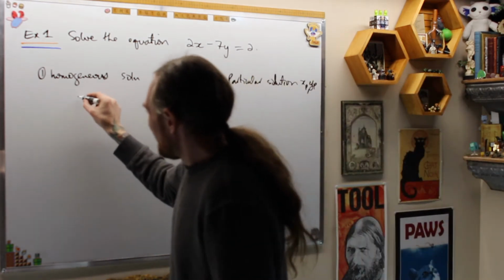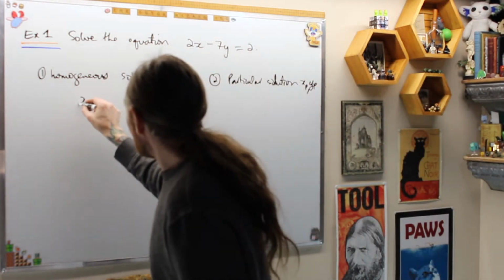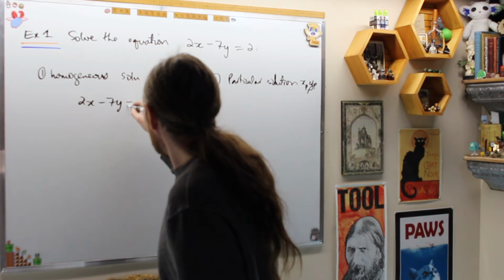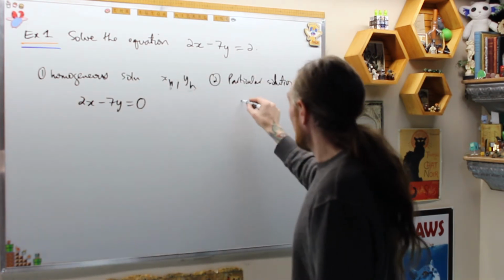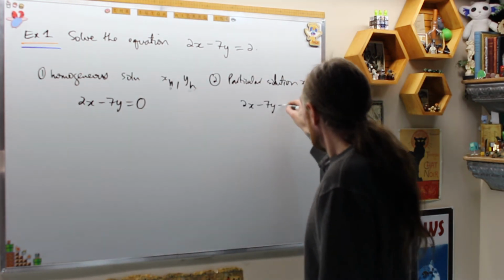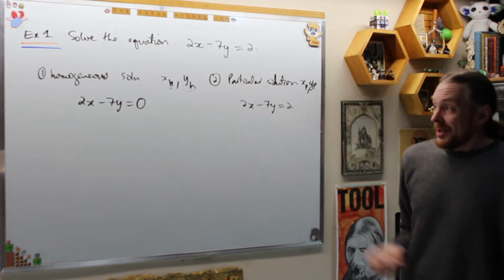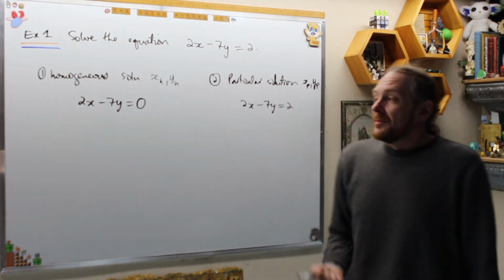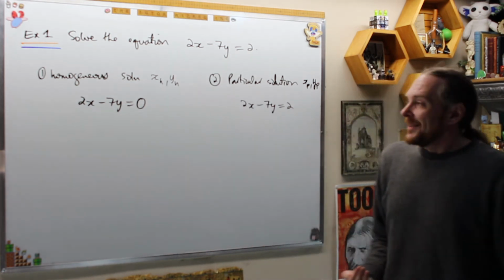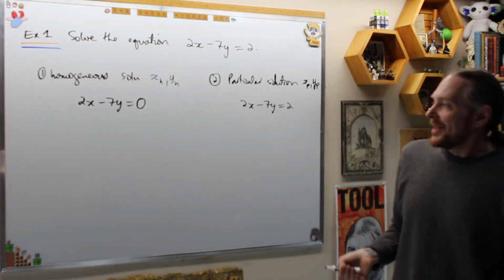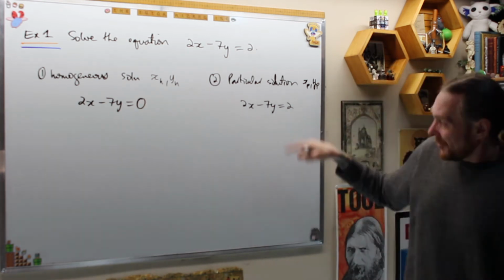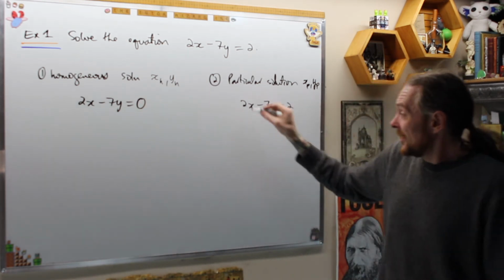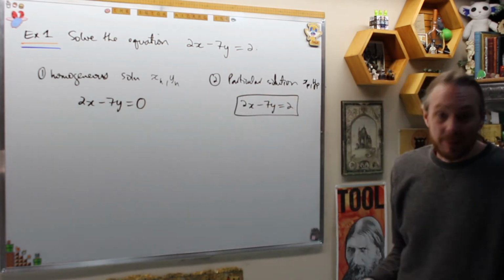What do we mean by a homogeneous solution? In general, this is going to be 2x minus 7y equals 0. And then we need any particular solution to this equation. So what are we really doing? The first thing is we need to find a homogeneous solution to the associated homogeneous equation, and then we need a particular solution to the non-homogeneous equation, any particular solution.